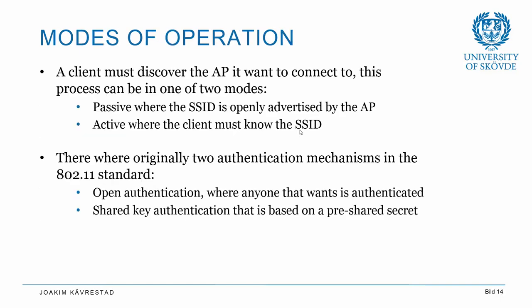And I know for a fact that it's important to talk a little bit about the modes of operation, because this was a question on my certification exam. A client must discover an access point it wants to connect to, and this process can be done in one of two ways. Passive, referring to the client being passive, is where the SSID is openly advertised by the access point. So passive is when the access point openly advertises the SSID. Or active, where the client must know the SSID. So this is where you would type in the SSID of the access point.